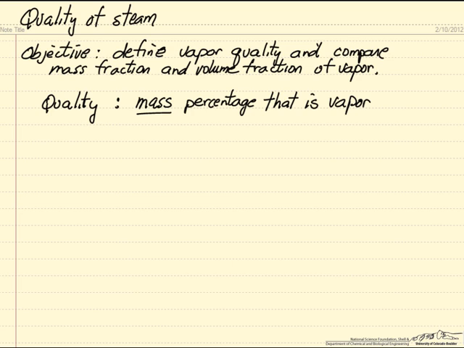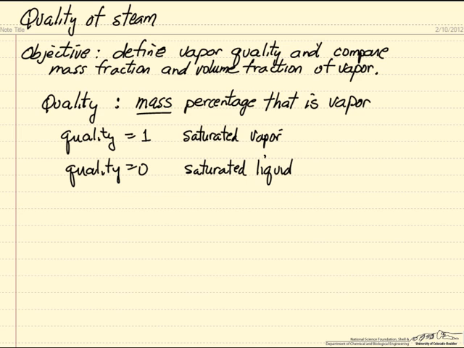So quality is the mass percentage that is vapor. And so a quality of 1 means it's saturated vapor. A quality of 0 means it's saturated liquid. We have to be at saturation conditions when we're talking about quality because we're talking about both vapor and liquid being in equilibrium.